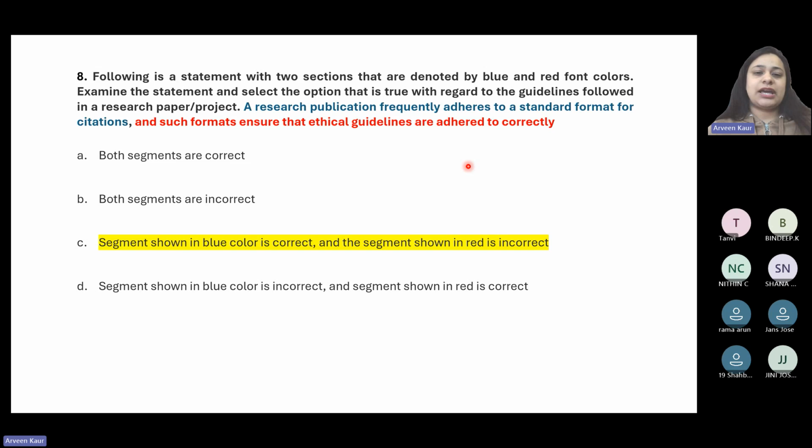And every publication has a different kind of format. So that would mean that if I have maybe 70 papers that I need to cite, I will have to follow all the citations for all these papers in that particular format, right? Now, what is the second statement? Such formats ensure ethical guidelines are adhered to correctly. Now, is that true? If I am writing something in a particular format, will that ensure ethical guidelines?